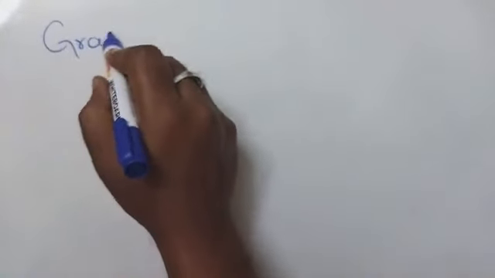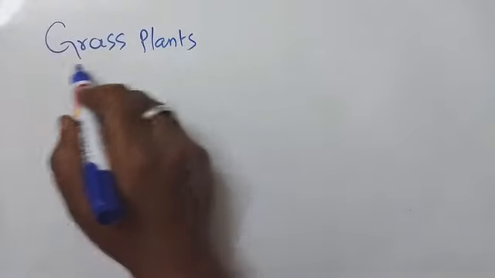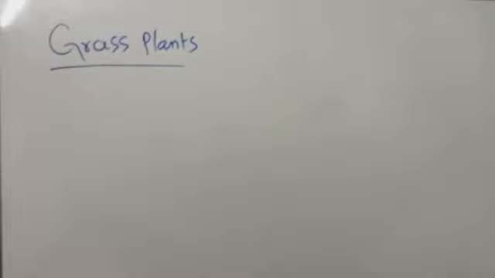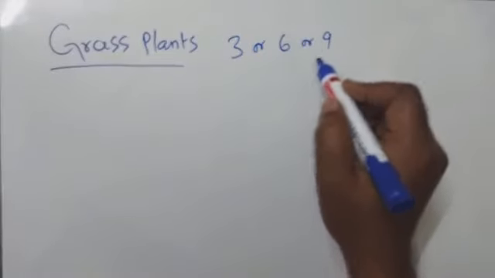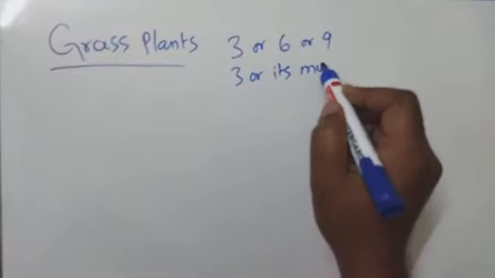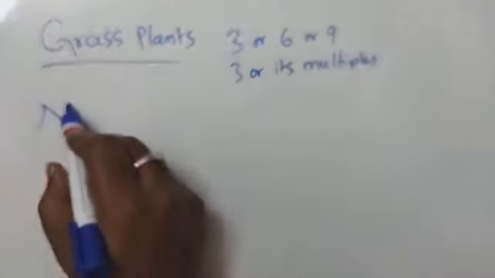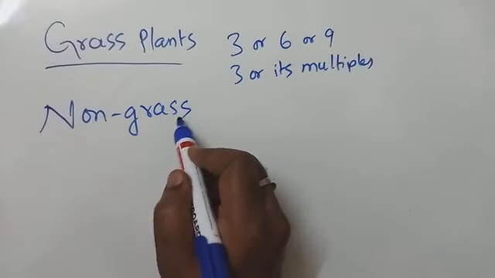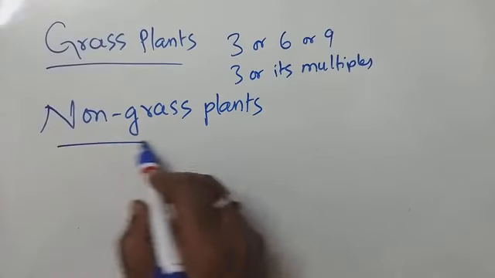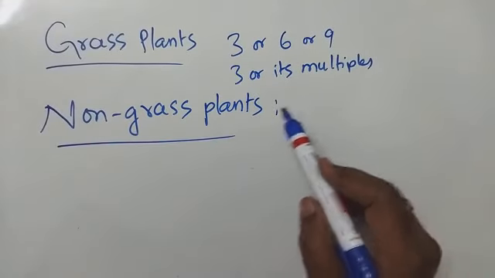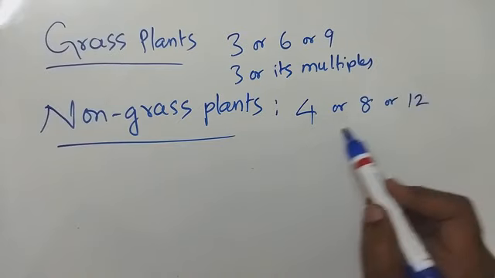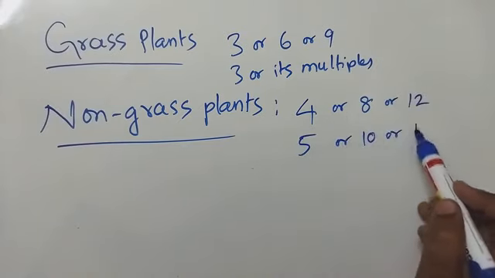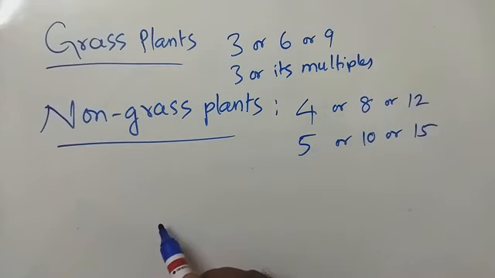We have learned that in grass plants, the number of sepals and petals, stamens and pistil will be generally three or its multiples. In non-grass plants like gram plants, banyan, tamarind, etc., the floral parts, I mean the sepals, petals, etc., will be 4 or 8 or 12, like 4 or its multiples, or 5 or 10 or 15, 5 or its multiples, right?